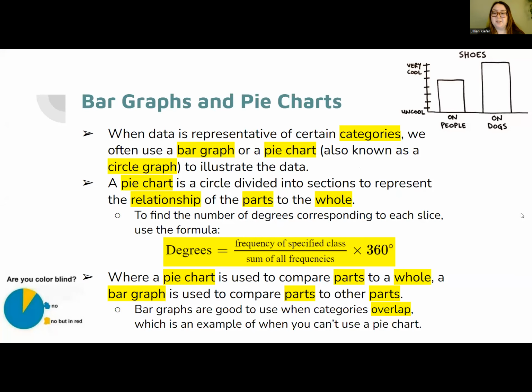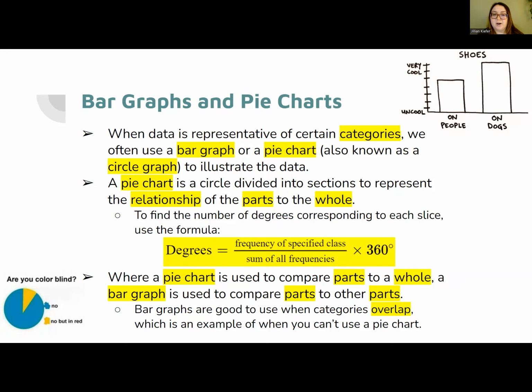So just a little review of what's to come. We have bar graphs and pie charts in this case. When data is representative of certain categories, we use a bar graph or a pie chart, also known as circle graphs, to illustrate that data. So whenever you have categorized data, that's when you want to use a bar graph or a pie chart.